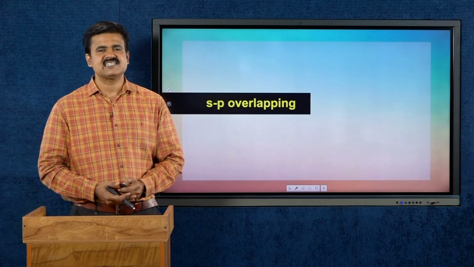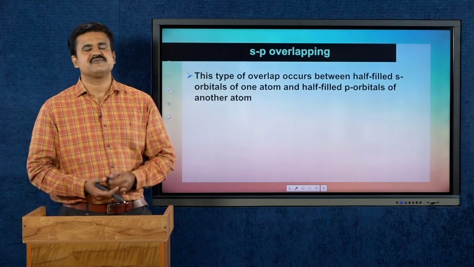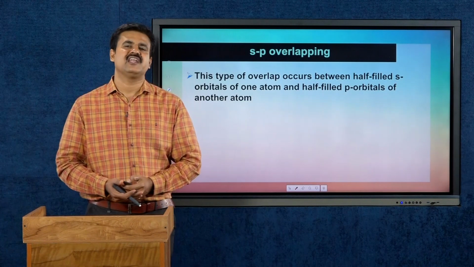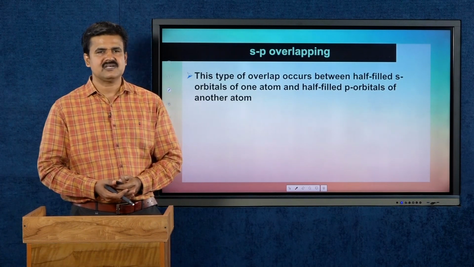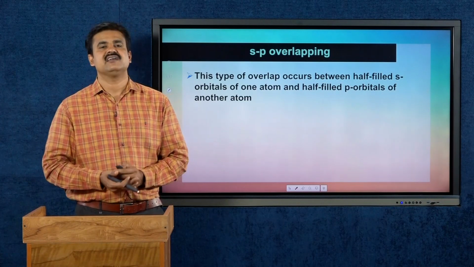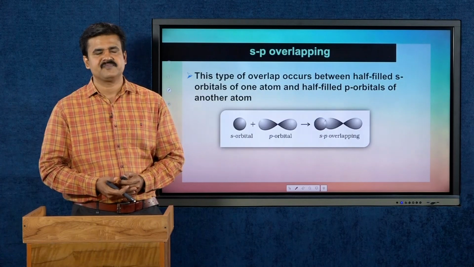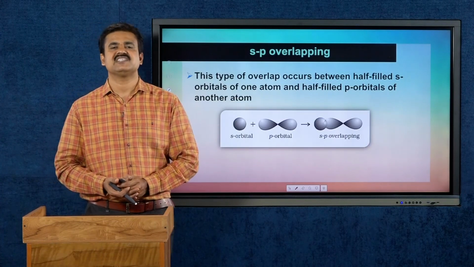Now, we are discussing the second kind of atomic orbital overlap, that is nothing but sp overlapping. In the case of sp overlapping, one s orbital and one p orbital overlap together. This type of overlap occurs especially between a half-filled s orbital of one atom and a half-filled p orbital of another atom. This is the pictorial representation of the sp overlapping.